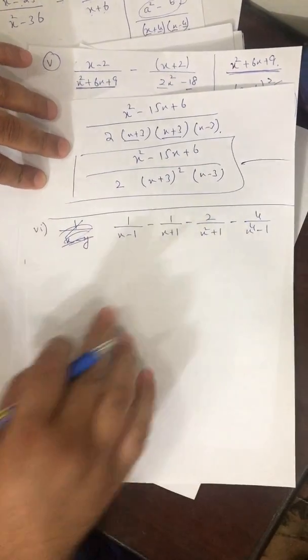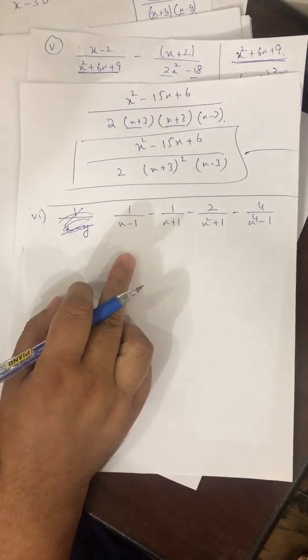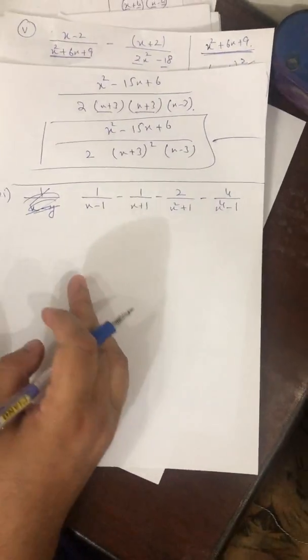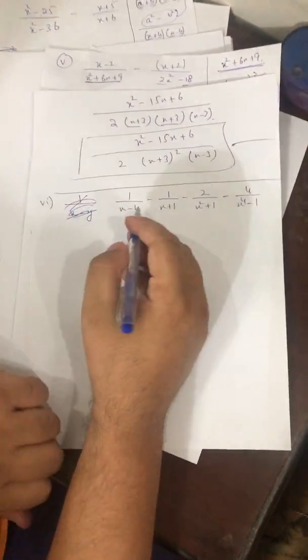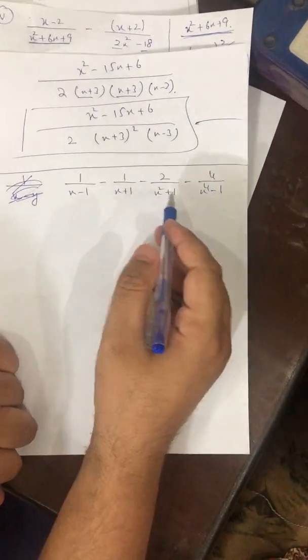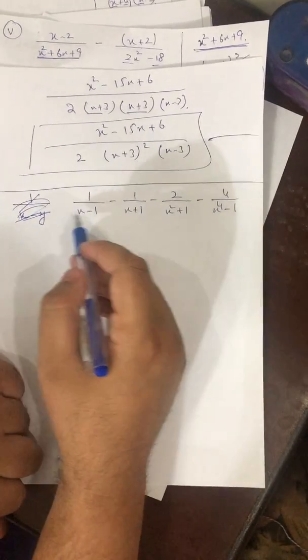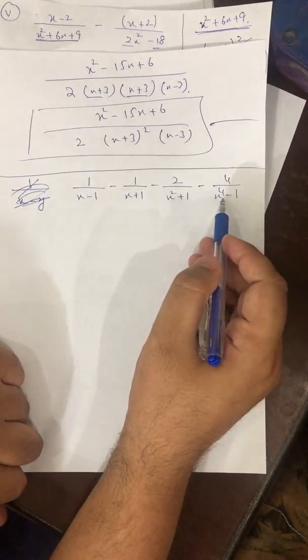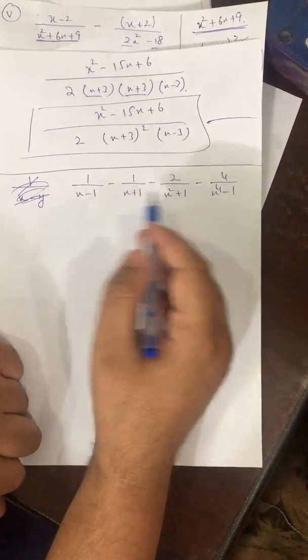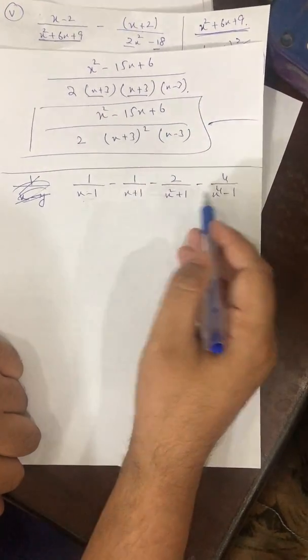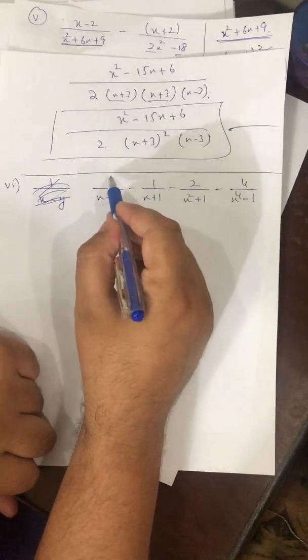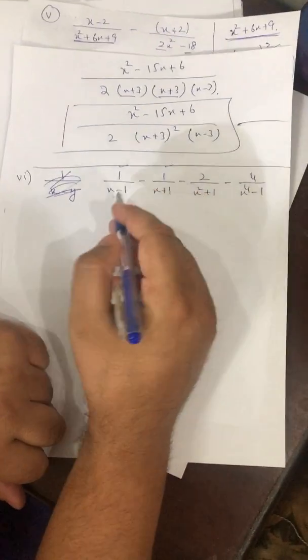This is a very important question. I have seen it many times in the board paper, so keep it as an important question, but it is a very simple question. So what we have, there are 4 terms. We have already done a 3 term question. So this is a 4 term question, and what we have to do is take the first 2 terms and simplify them.